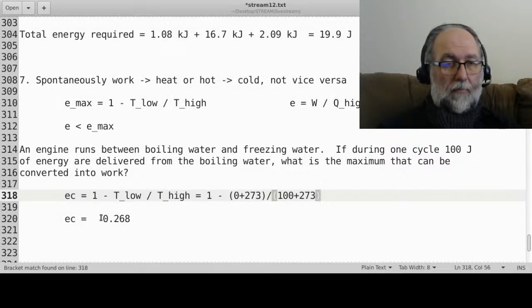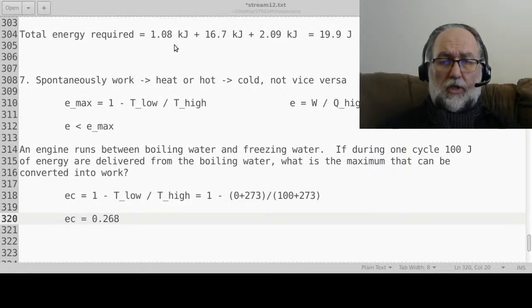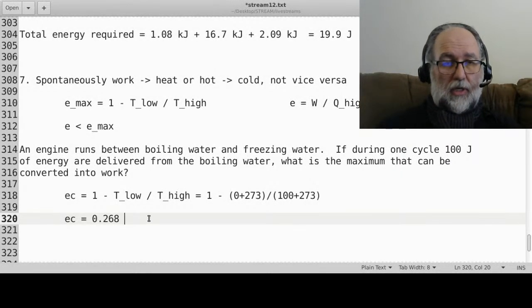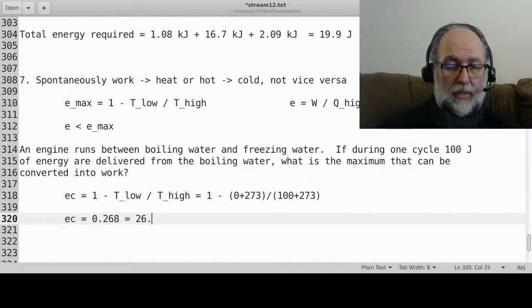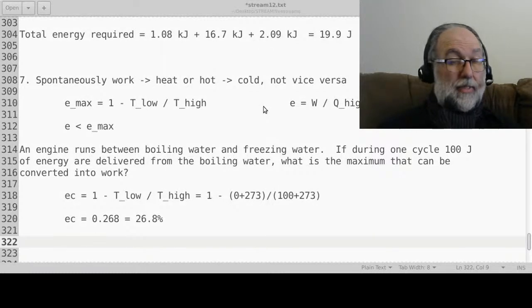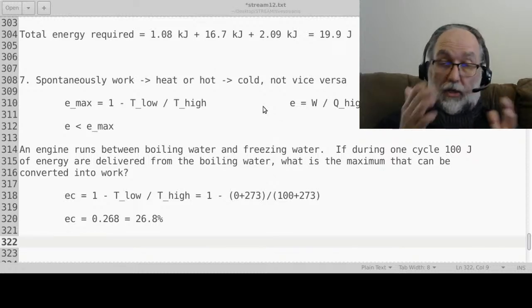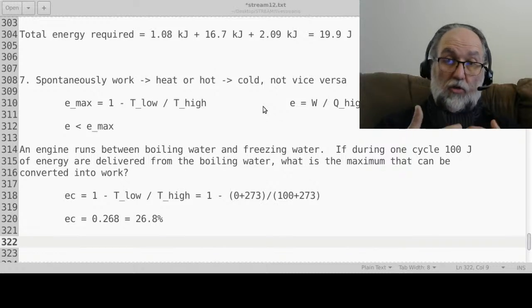this number right there. Okay, now the number always has to be less than 1, because it's a fraction, and you can convert it actually to a percentage. So we could say 26.8%, like that. Okay, so what that is saying is that at most, out of all the energy you absorb from the boiling water, only 26.8% can become work. In reality, it'll probably be even less than that, because there's also technical deficiencies in your heat engines.